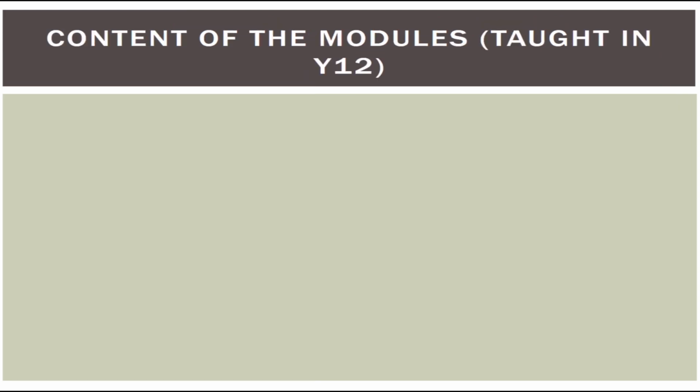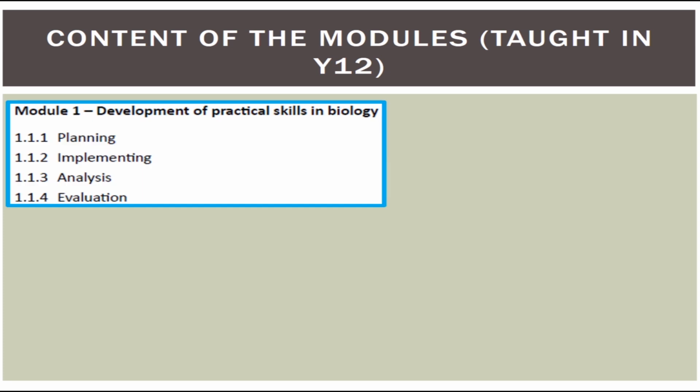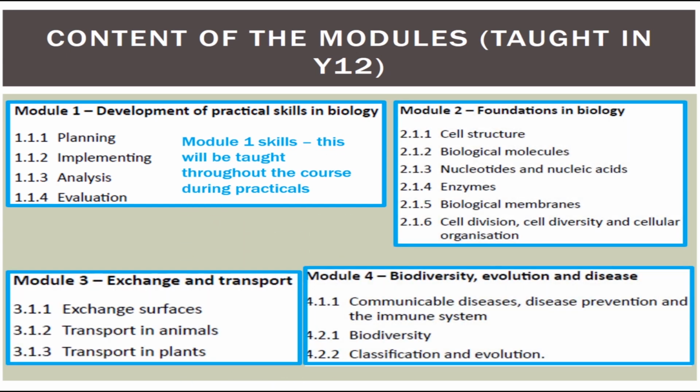So the content of the modules taught in year 12. As you can see, module 1, development of practical skills in biology, has 4 main areas, and again this will be covered both in year 12 and year 13 and be assessed within every paper. Modules 2, 3 and 4, you can see a really wide variety of biology topics, which is really good for different interests in biology and covers every area and aspect of biology.